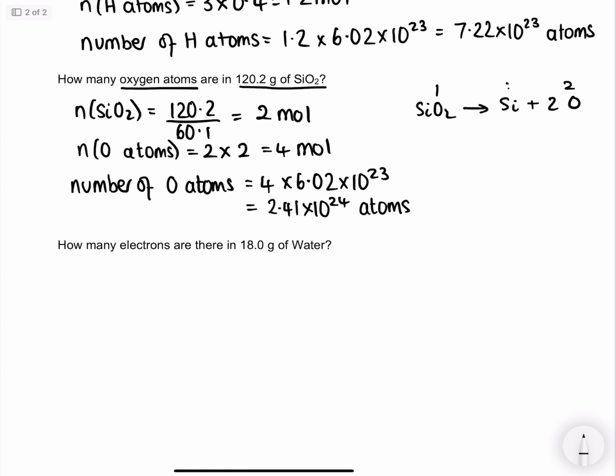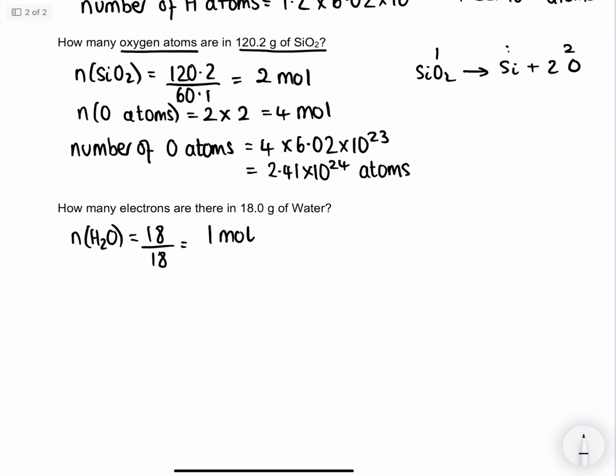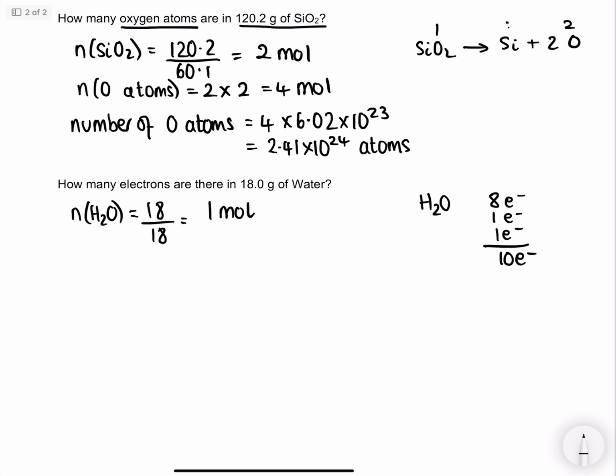What about this last one? How many electrons are there in 18 grams of water? So the first thing, you've got a mass of water, so you can work out the moles. 18 grams is 1 mole of water. And then if we have a think about a water molecule, so oxygen, if you look it up in the periodic table, has 8 electrons, and each hydrogen has 1. So we've in total got 10 electrons in a water molecule.